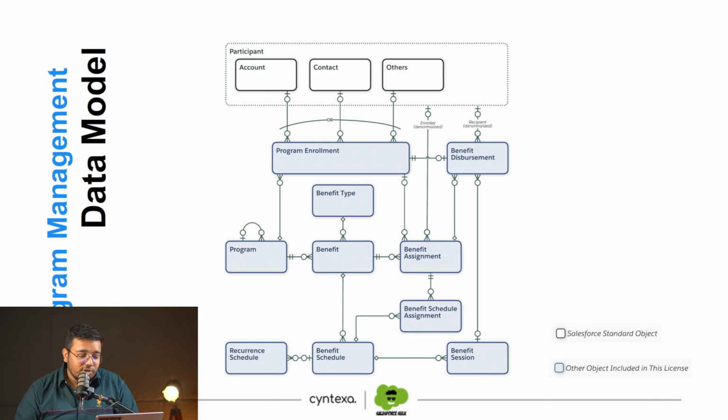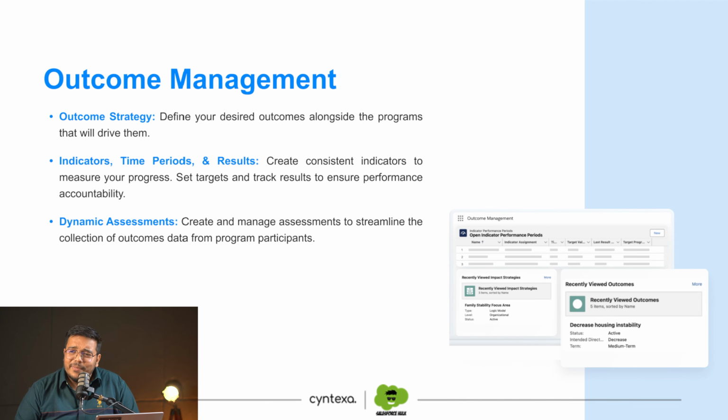Next up, we have outcome management. Outcome management is the capability of managing and actually tracking. If I want to empower women, if I want to do women empowerment, what are the ways I will be doing that, and how can I track all of that? So we can create our own impact strategy for that. Outcome strategy we can configure, we can specify indicators which can help us know how well we are doing, and then we can do dynamic assessments on top of it.